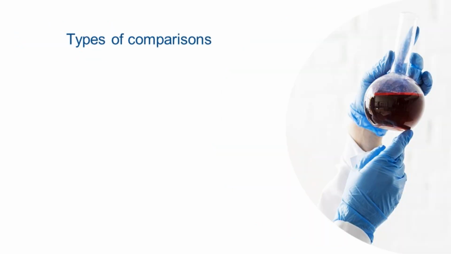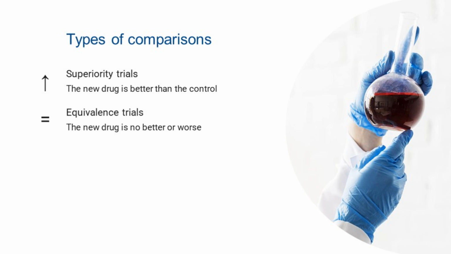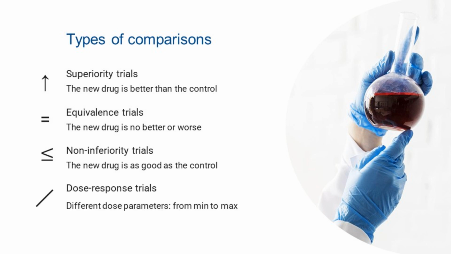There are several types of comparative trials, each designed to evaluate different aspects of a drug's effectiveness. Superiority trials assess whether the investigational drug is more effective than the control. Equivalence trials confirm that the drug's effect is neither better nor worse than the control within a predefined margin. Non-inferiority trials determine whether the investigational drug is at least as effective as the control.